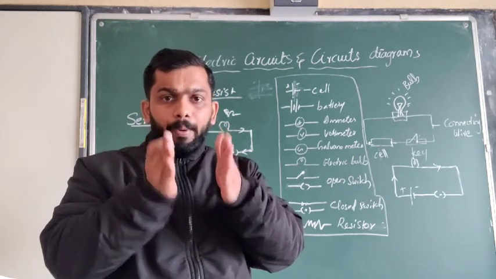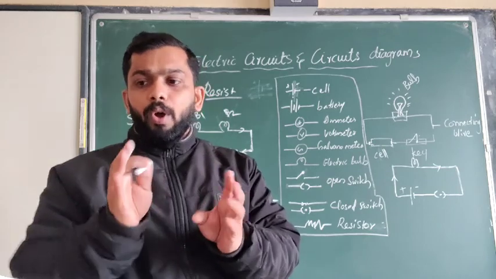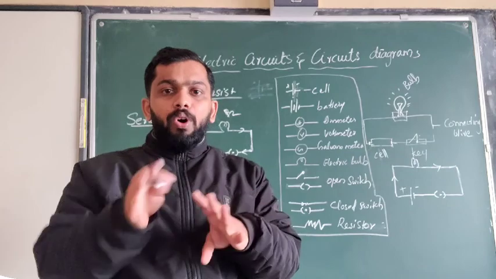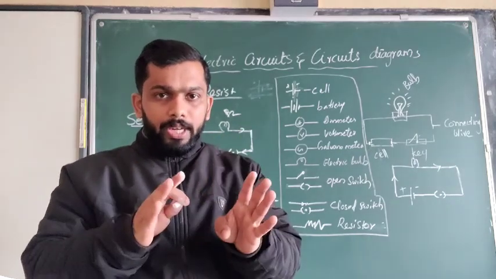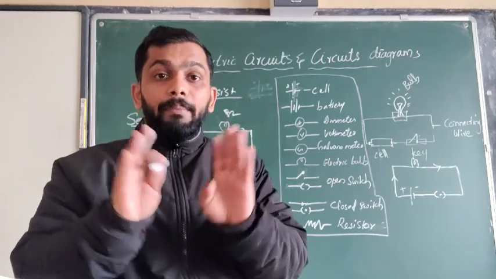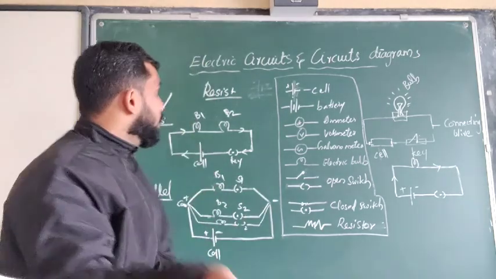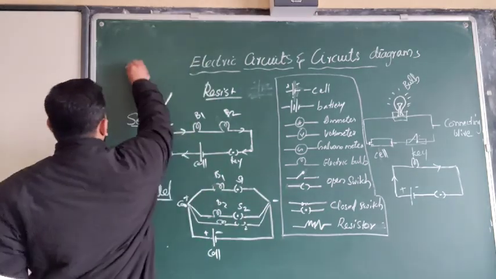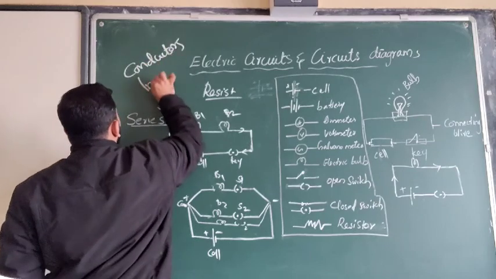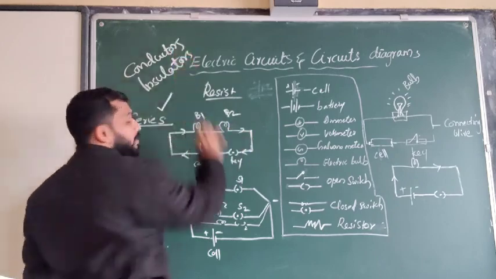So depending on the property of resistance, what is resistance? The property of a material due to which it opposes the flow of current through it is called resistance. Due to this property of resistance, we are going to divide the materials into two categories, which are the conductors and insulators.